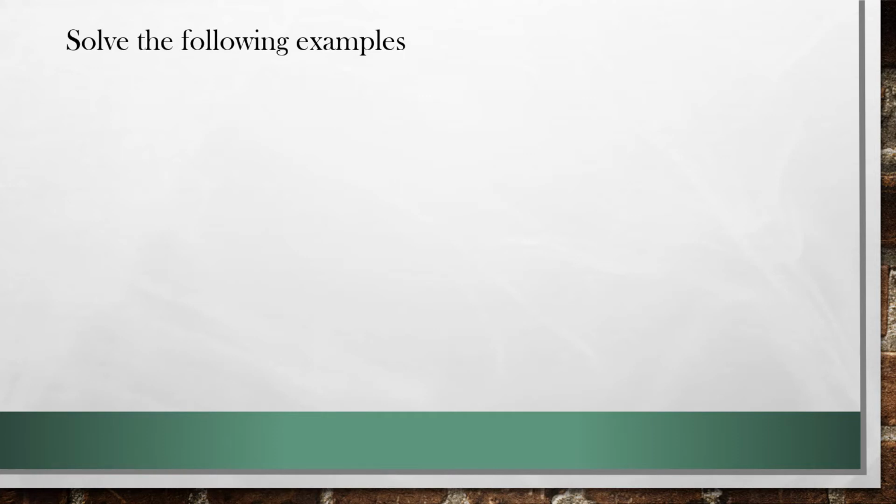Let us start with the very first question. Solve the following examples. 100 plus 0 is what? The first option is 1000. Second option is 100. The third option is 10. And the fourth option is 101. So we all know how we are supposed to add. You can place it horizontally.